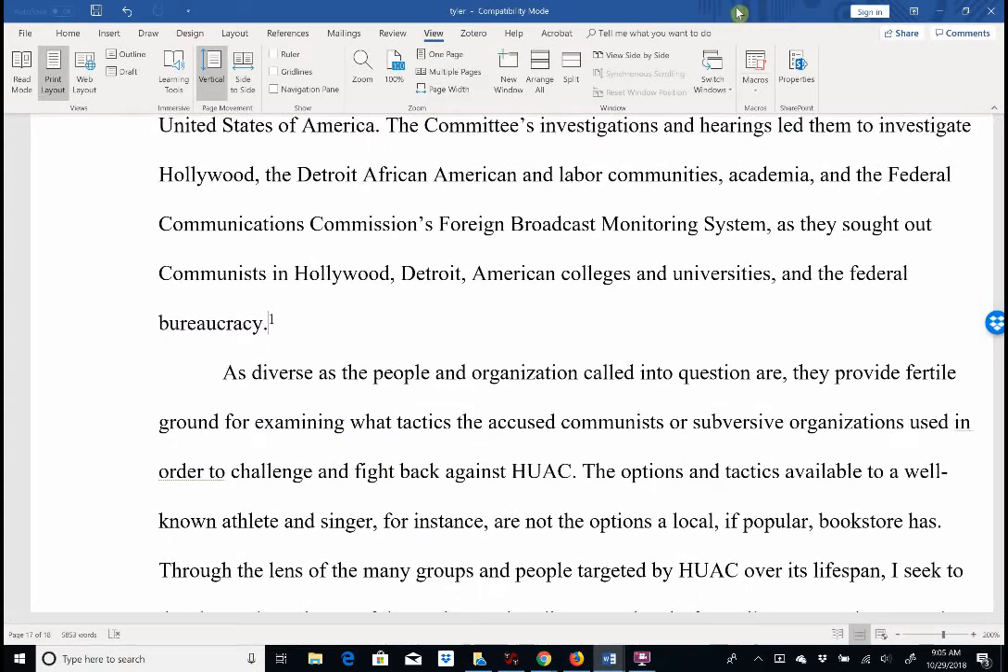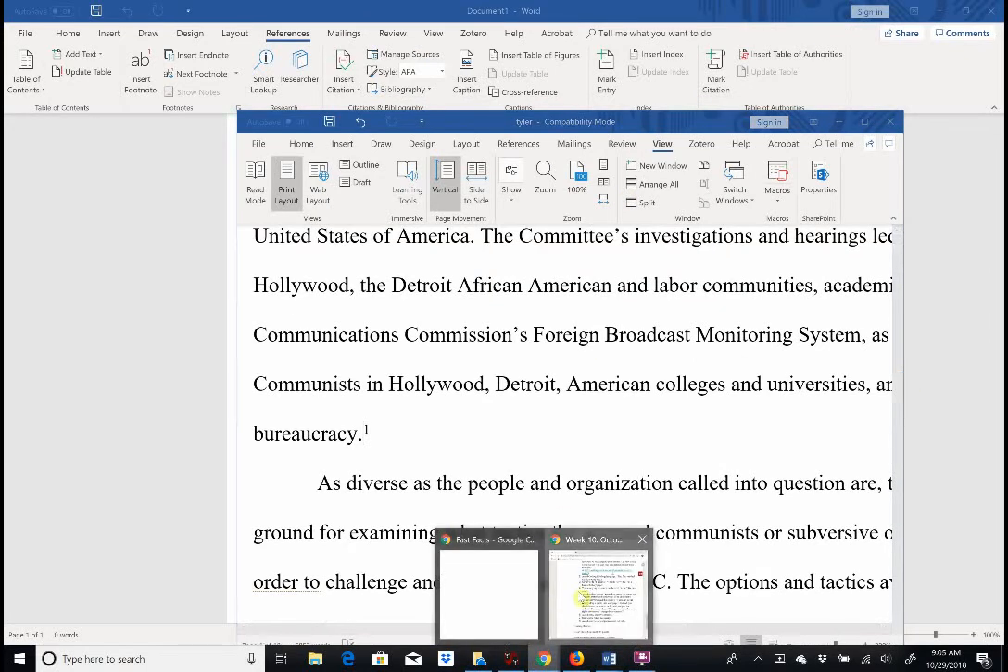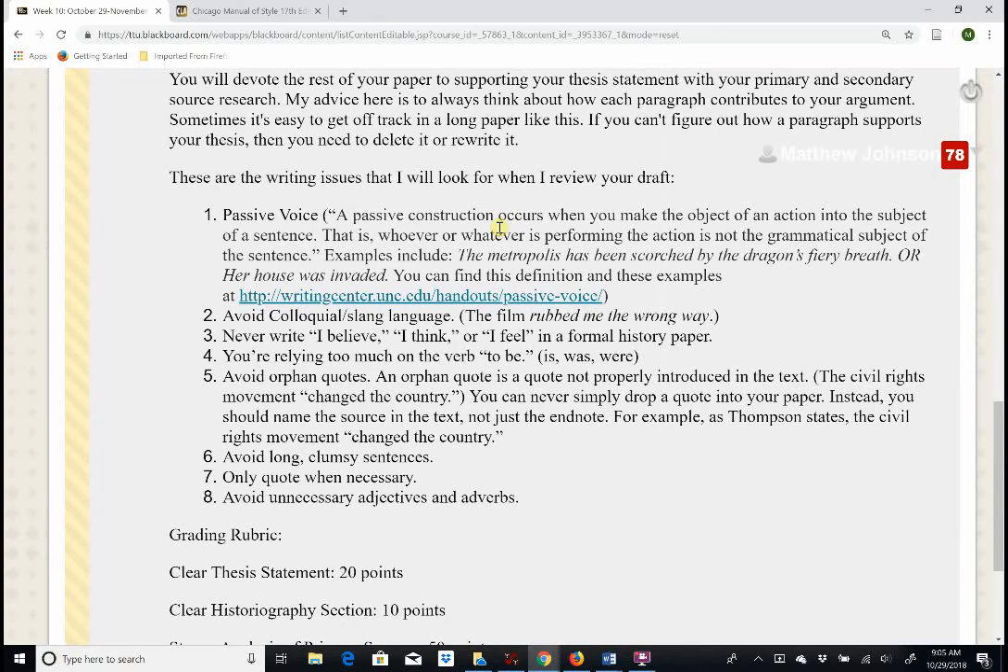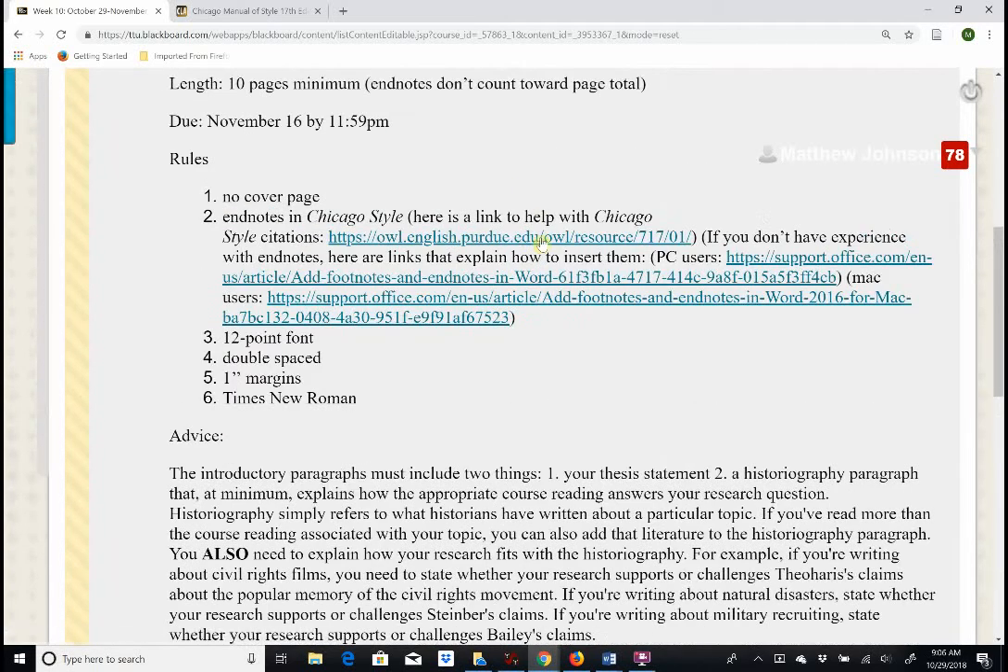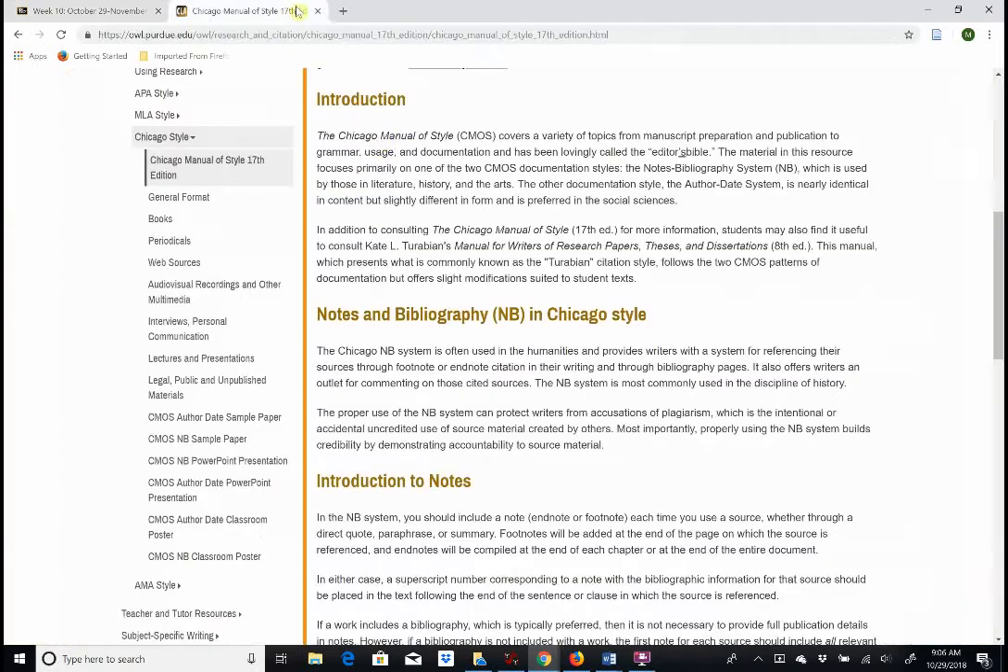Now I have a link for you. I have a link for Chicago Style here, which is the same link that gets you back to the Purdue OWL Chicago Style citation that I gave you for the prospectus. Now I want to point out, let's go to books.